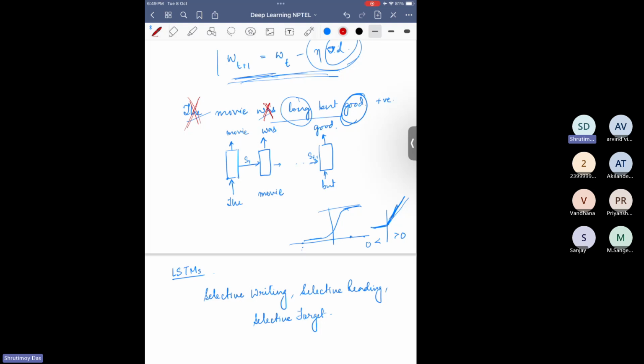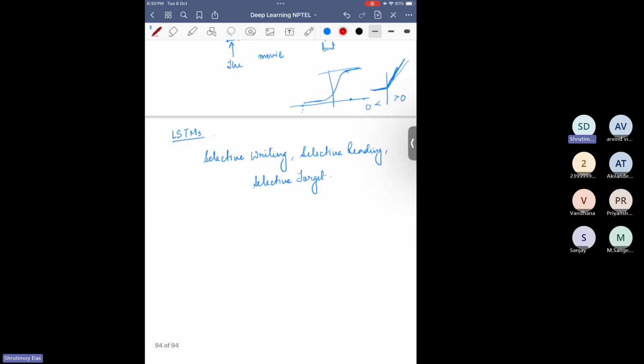Or if you want to forget some states, then you have something called selective forgetting. Or if you want to write this output to some other state, you don't want to write the output, say the score that you get from a given time step, for the future time step. Then you have selective writing in that case.